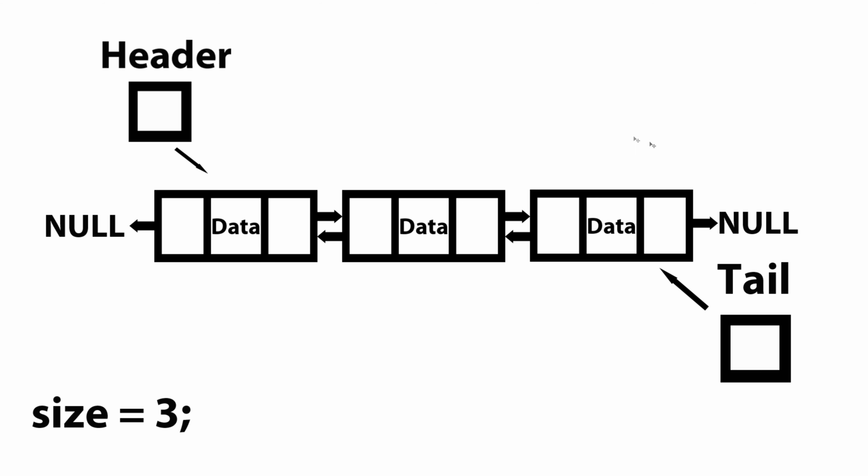So, in order to remove this node, we could take advantage that this is a doubly linked list, which means each node has a pointer that points to the previous node. So the first step that I want to do is update what tail is pointing to and make it point to the new last node.